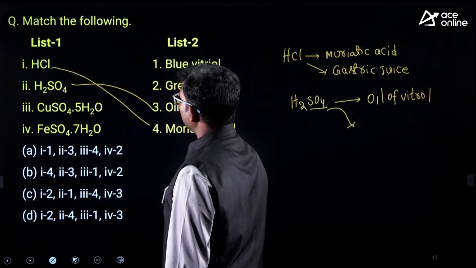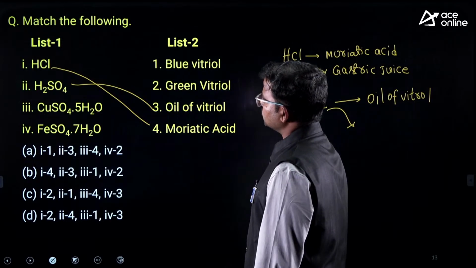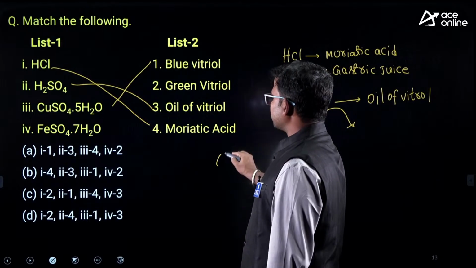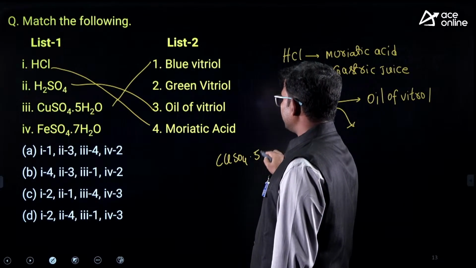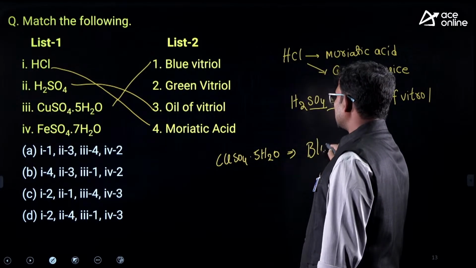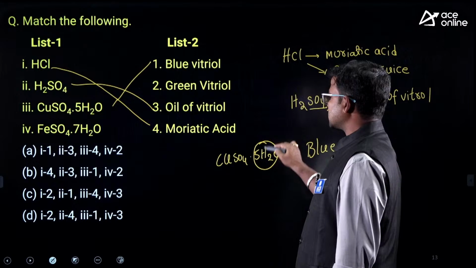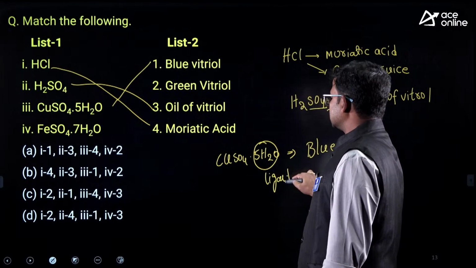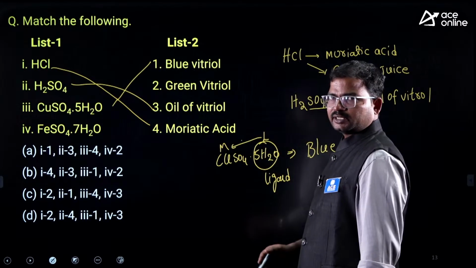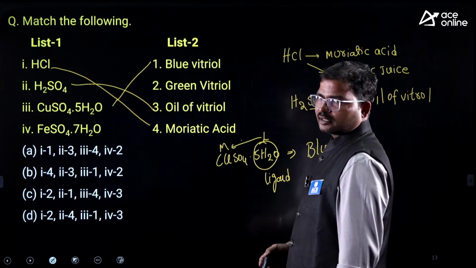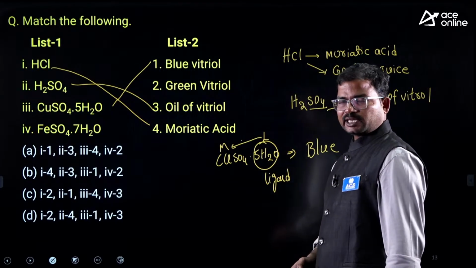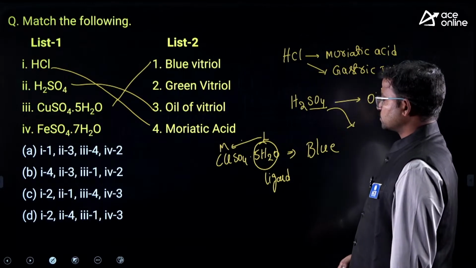Next, copper sulfate. How many water molecules does it have? 5. So this is considered blue vitriol. Copper sulfate, CuSO4: if it has 5 water molecules, then only its color would be blue. These are called ligands. From ligand to metal, electron transmission takes place. Due to that, this compound exhibits blue color. What kind of transmission takes place here? Ligand to metal.